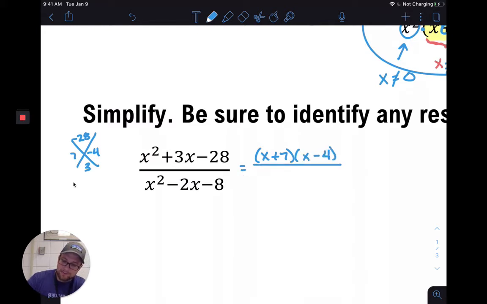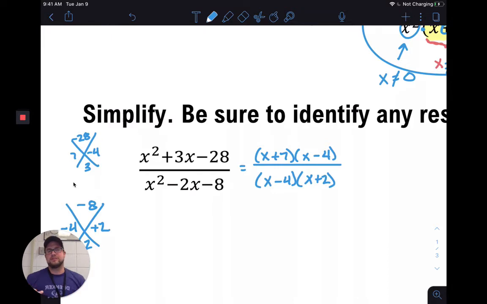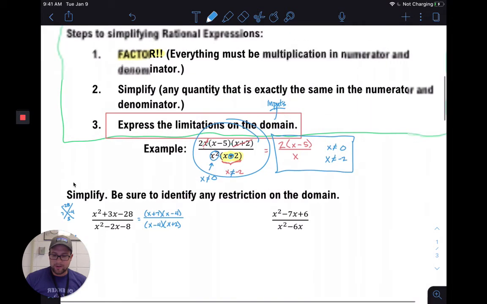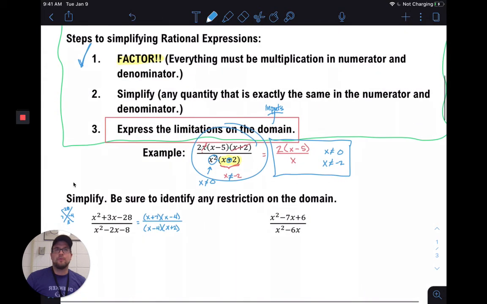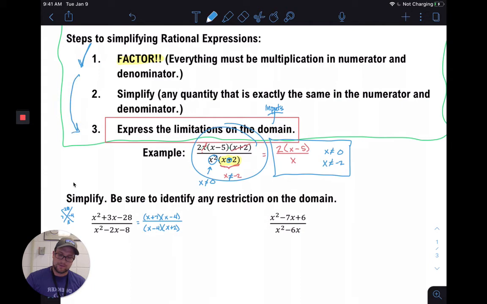Now on the bottom of this thing, I'm going to get a -8 and a -2, which of course would be, let's say, a -4 and a +2. So I'll get an x minus 4 and an x plus 2. Here's what I would suggest to you, ladies and gentlemen. Step 1, factor. We have done that. Now, before you go any further, my suggestion is actually that we jump to step 3.